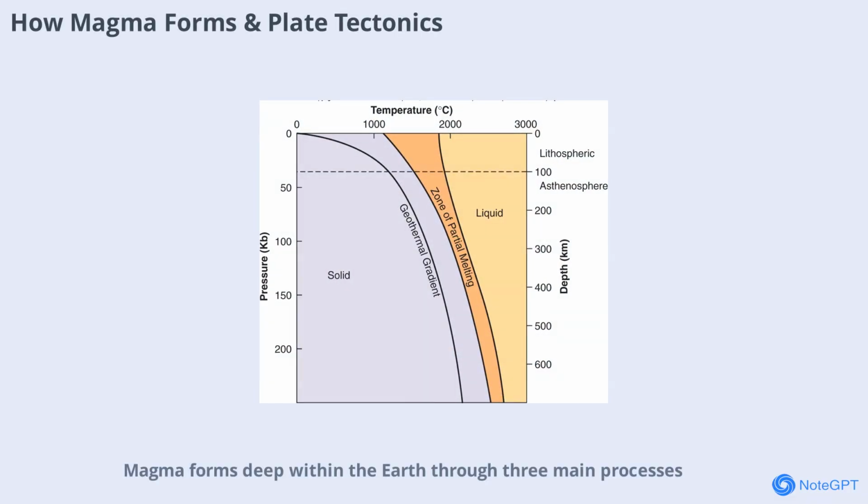Magma forms deep within the Earth through three main processes: increasing temperature, decreasing pressure (decompression melting), or adding water and other volatiles. These processes are closely tied to plate tectonics. For example, decompression melting occurs at divergent boundaries and hotspots, where mantle material rises and pressure drops. Adding water, on the other hand, is common at subduction zones, where oceanic plates sink and release water into the overlying mantle, lowering its melting point.